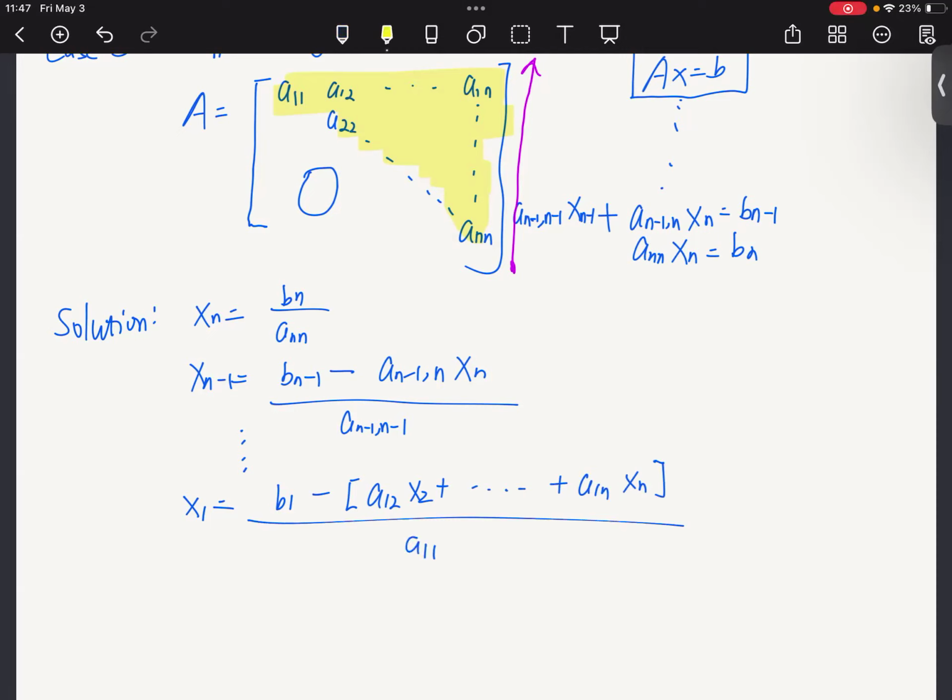And we call this the backward substitution process.